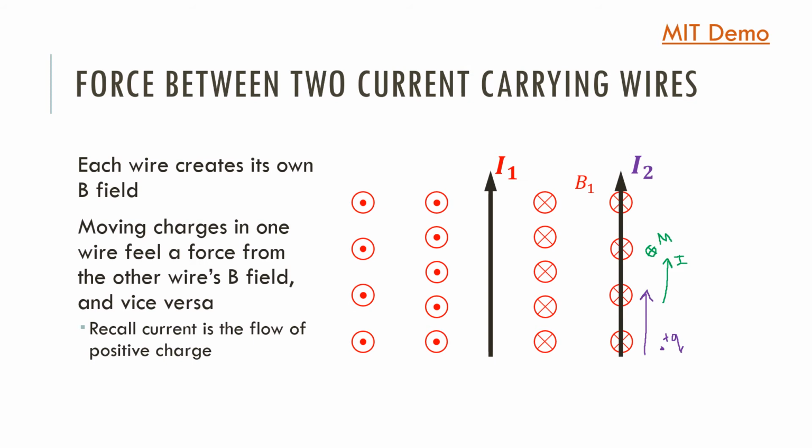And if you do that right, then your thumb should be pointing left. And remember, that shows us the direction of the force. So right-hand rule number 1 tells us all these little positive charges, as they move upwards through a magnetic field pointing into the page, are going to feel a force to the left. And what really does happen is this wire gets pulled to the left because it's near this other wire, creating its own magnetic field.